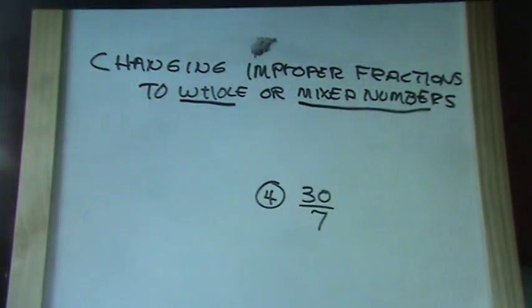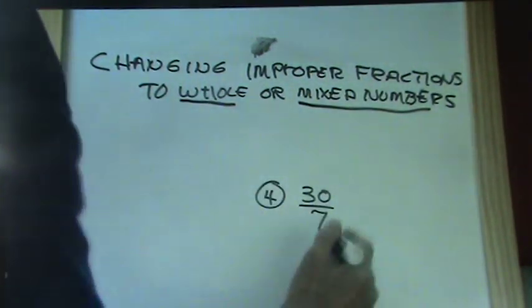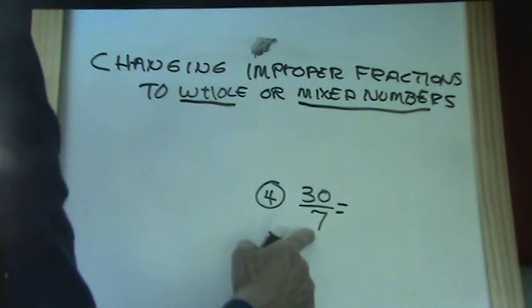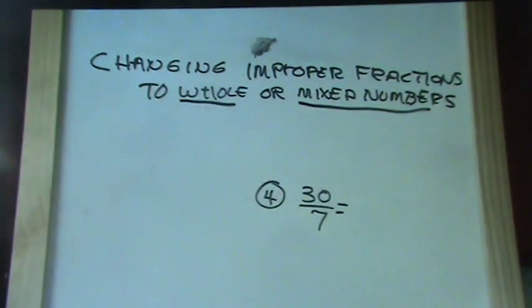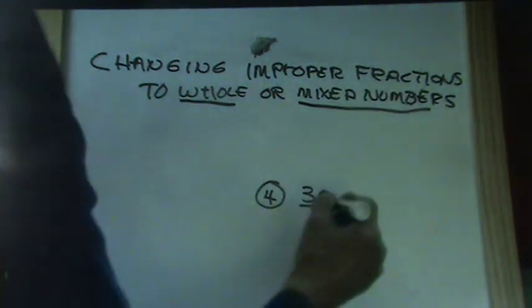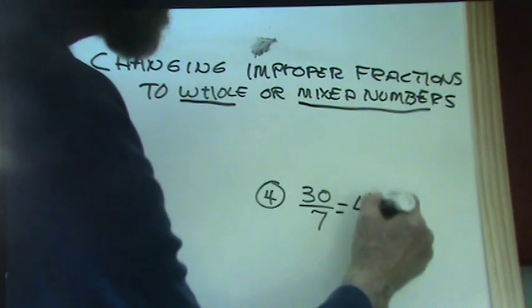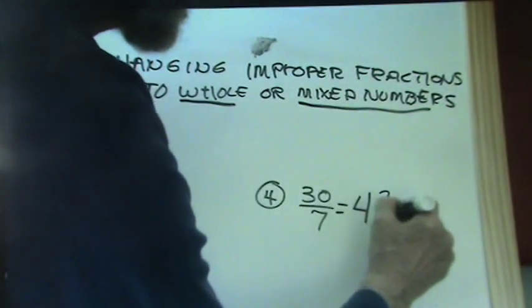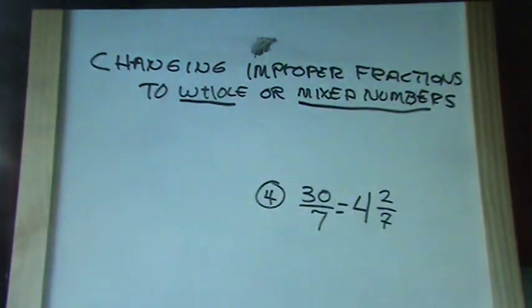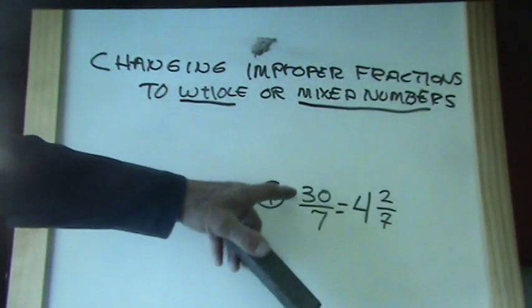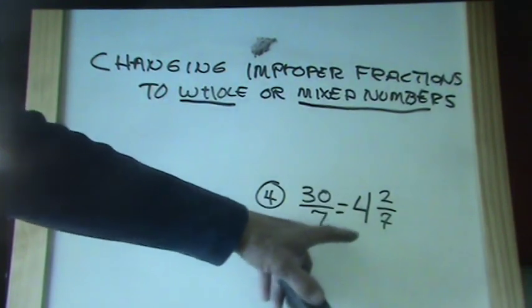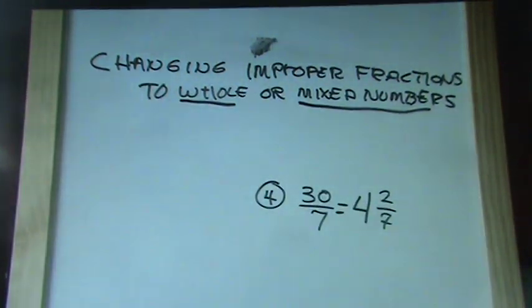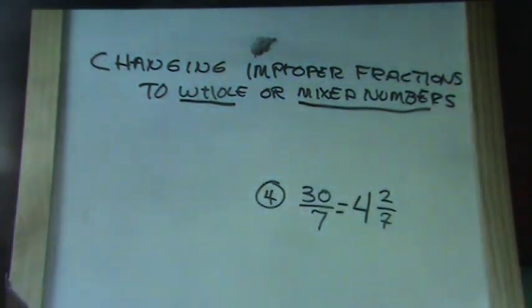Number 4. 30/7. Well, I divide 7 into 30. 7, 14, 21, 28. So 7 goes into 30 4 times, because 4 times 7 is 28. And I have 2 left over. So 30/7 is equal to 4 2/7. 2/7 is in its lowest terms, so that is the correct answer.